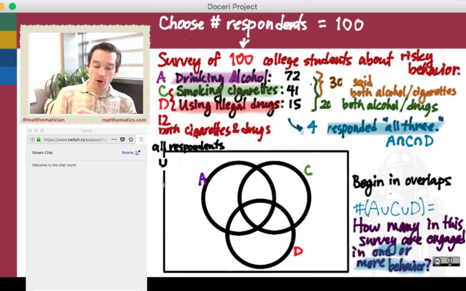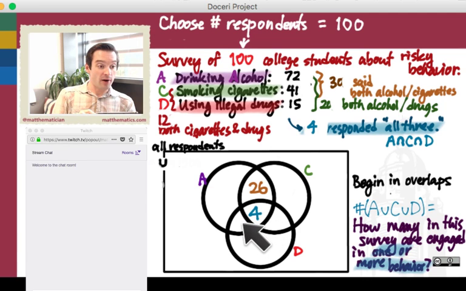But again, let's walk through the process. Start in the overlappiest of overlaps, which is here in the middle of my diagram, the people who said that they do all three of these behaviors. There's 4 of them. Now start to work my way out. These 4 people who said all 3 are part of the 30 who said that they do both alcohol and cigarettes. So in order not to double count them, I will take away that 4 from the 30 and get 26 people in this region.